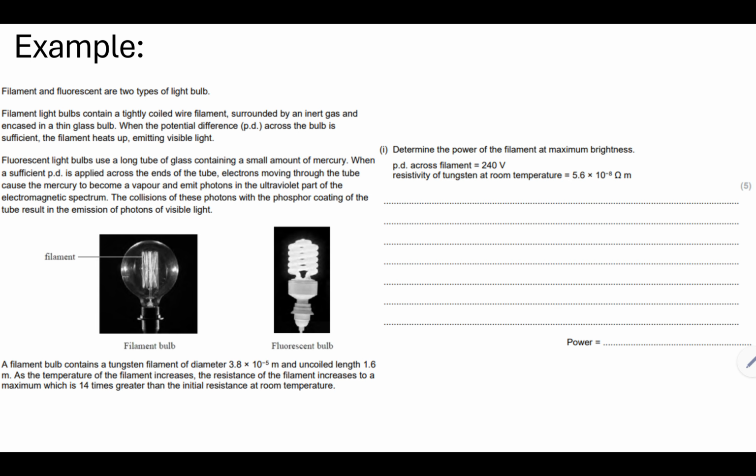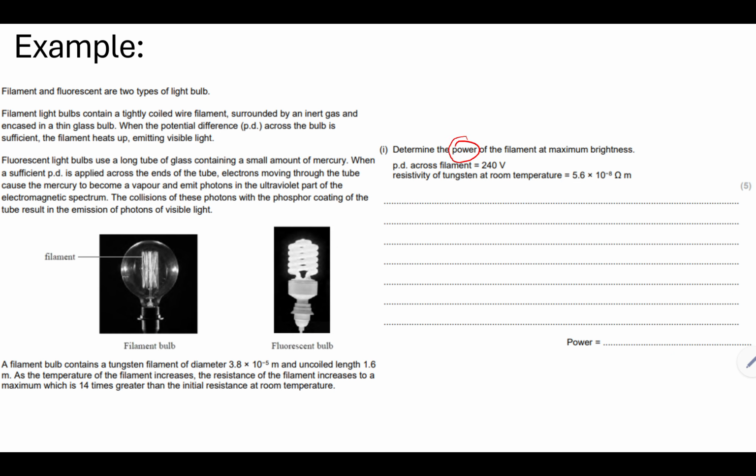So now we are going to be going on to an example exam style question, where it states that a filament bulb contains a tungsten filament of diameter 3.8 times 10 to the power of minus 5 meters, and an uncoiled length of 1.6 meters. As the temperature of the filament increases, the resistance of the filament increases to a maximum, which is 14 times greater than the initial resistance at room temperature. Determine the power of the filament at maximum brightness. PD across filament equals 240 volts, and resistivity of tungsten at room temperature is 5.6 times 10 to the power minus 8 ohm meters.